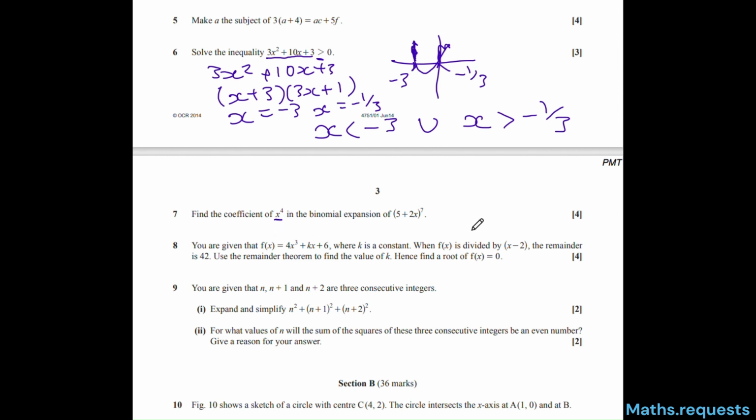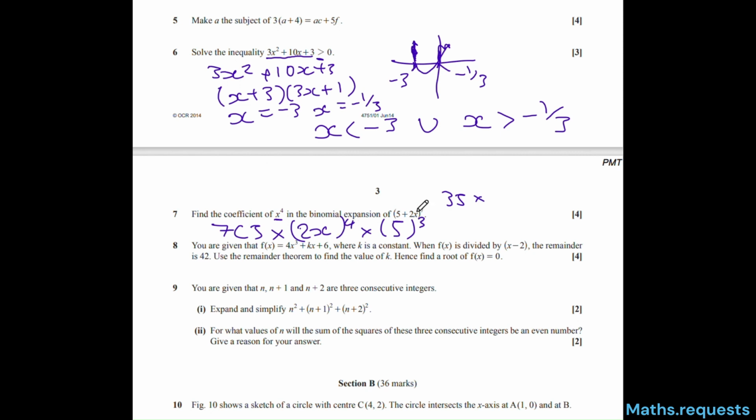So find the coefficient of the x to the power 4 in the binomial expansion. For this question, you know from the binomial expansion formula that the x to the power 4 coefficient will come with 7 choose 3 times 2x to the power of 4 times 5 to the power of 3. And so 7 choose 3 is 35.